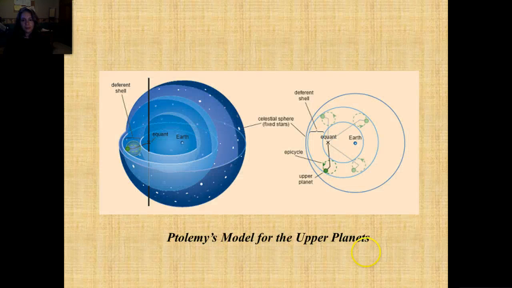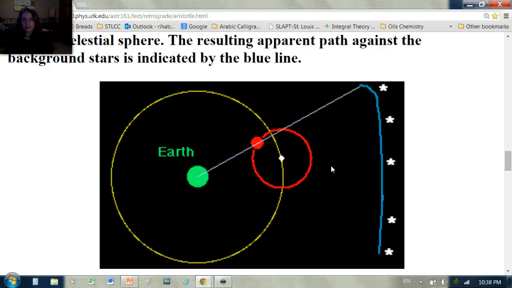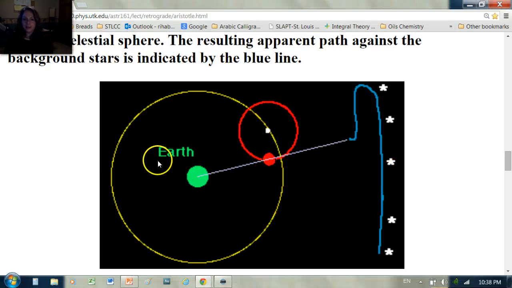So if we come back to this model, the model was able to predict the dimness or the brightness, but there was one other phenomenon that also needed explanation. And this other phenomenon is known as retrograde motion. So let me show you this animation that describes retrograde motion very nicely.